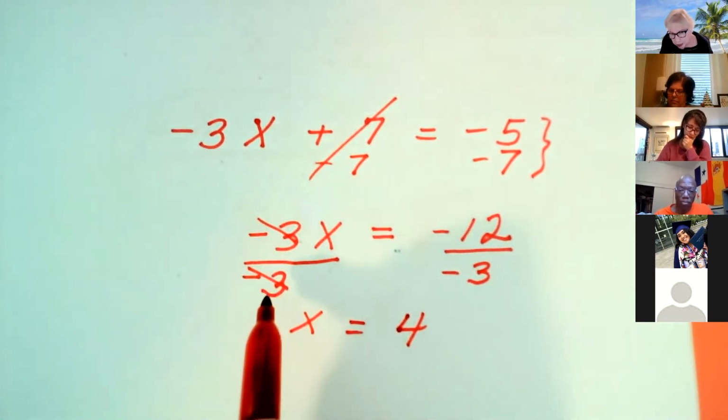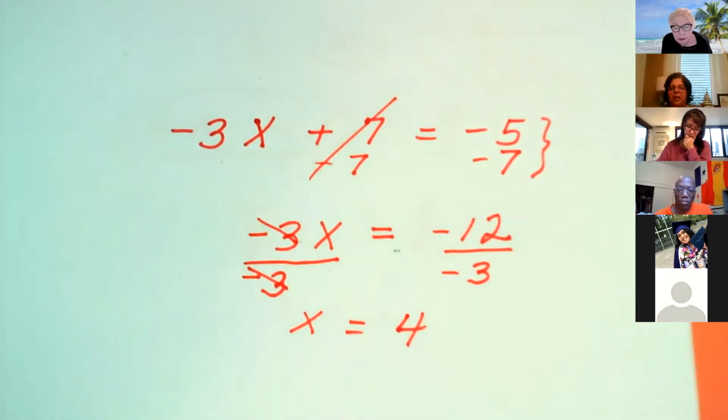People make mistakes here. And so, try to photograph that in your brain. You need to divide by -3, not just 3. And so that's what that's about.